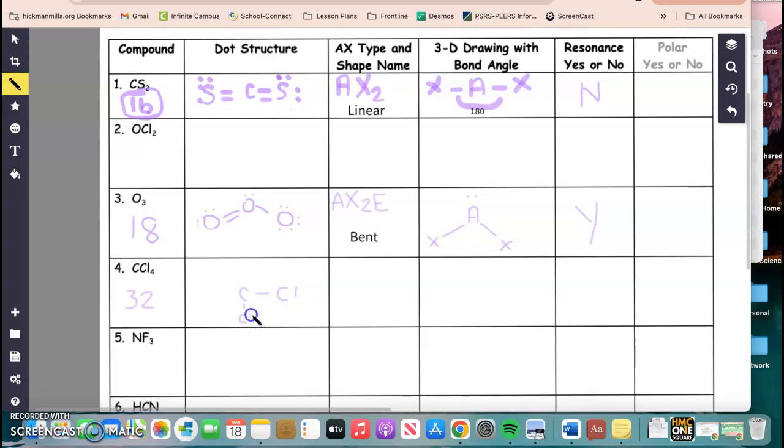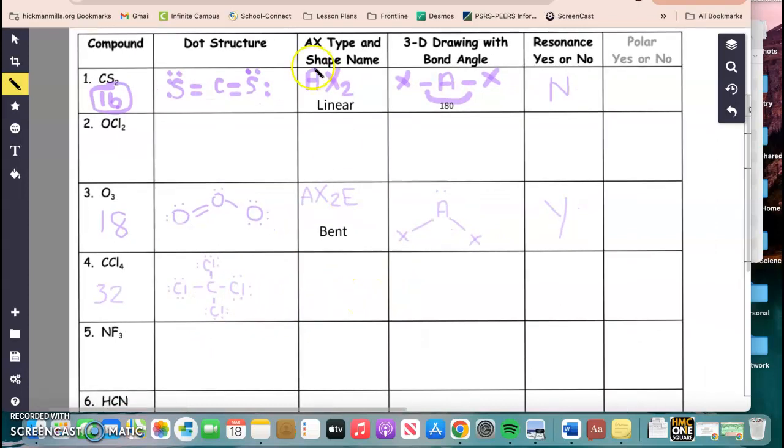So we have carbon as our central atom, connected to 4 chlorines. Make sure you're careful in writing those out. Okay, so I've used 8, so 9, 10, 11, 12, 13, 14, 15, 16, 17, 18, 19, 20, 21, 22, 23, 24, 25, 26, 27, 28, 29, 30, 31, 32. Okay, everyone has an octet, so they've all got 8.